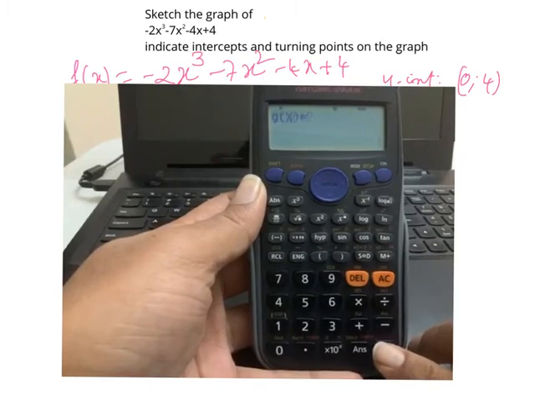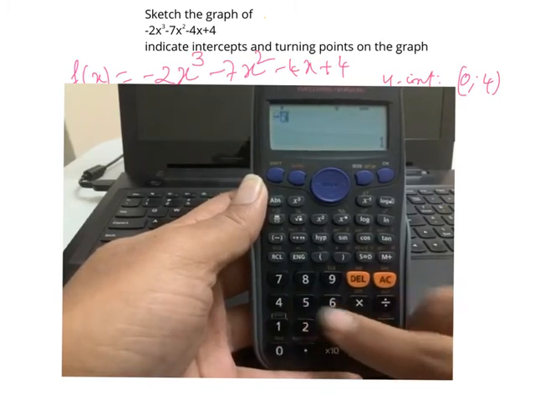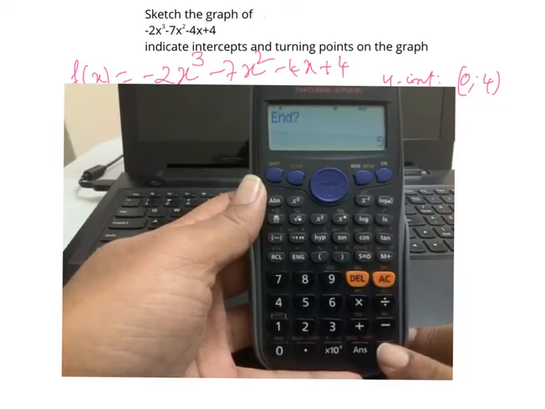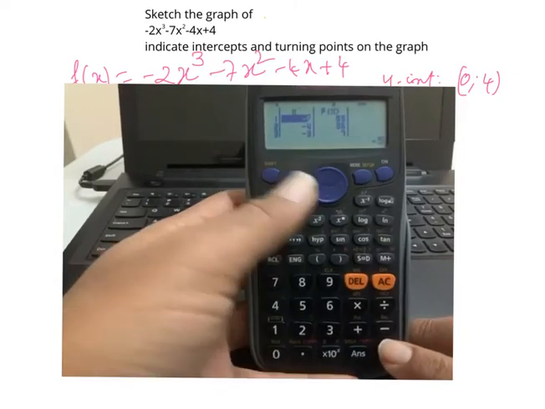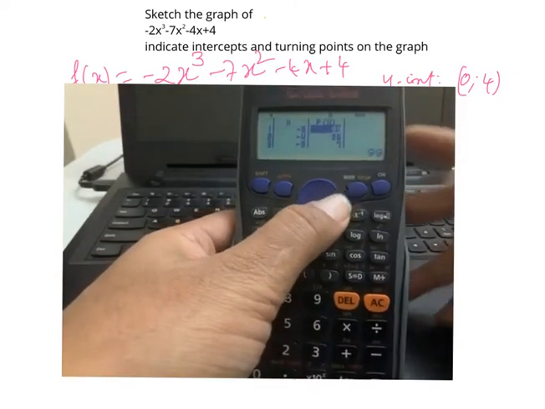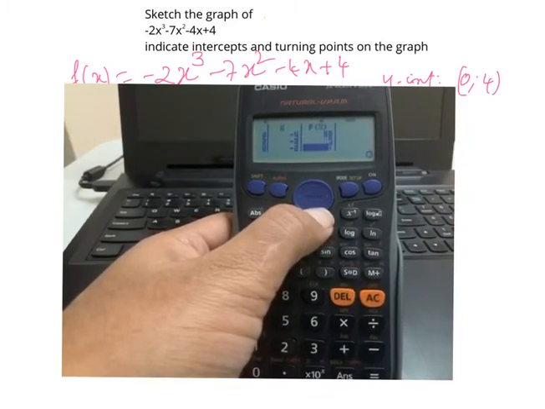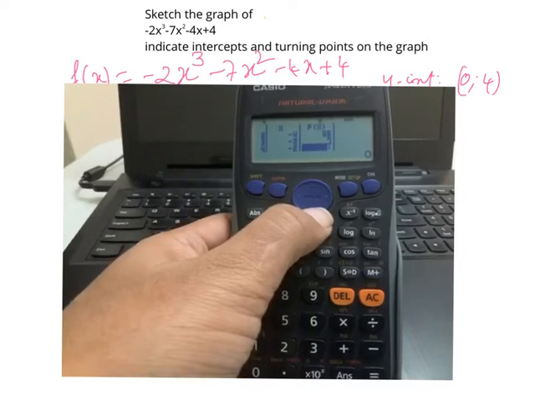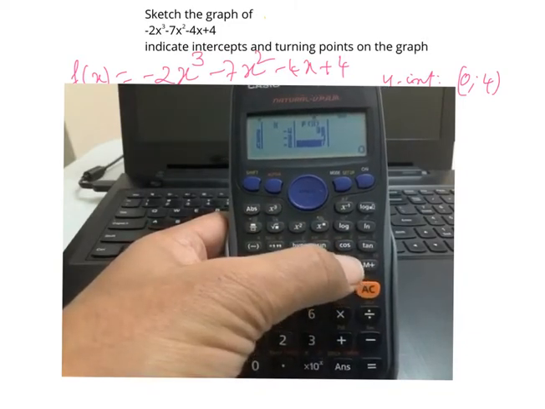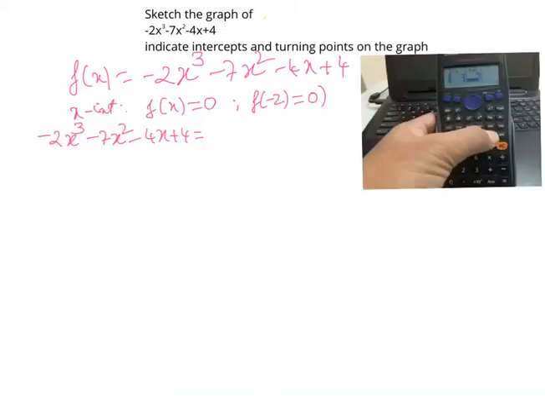And I skip g of x and start from negative 5 and I end at 5 with a step of 1. I got f of negative 5 as 99, f of negative 4 as 36, f of negative 3 as 7, f of negative 2 as 0. So I stop here. I got f of negative 2 as equal to 0. Therefore, x plus 2 is a factor.